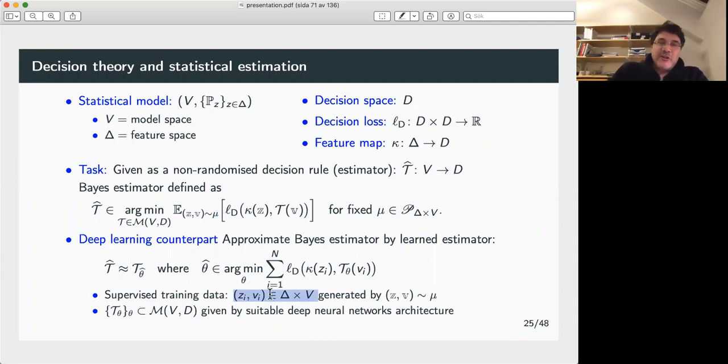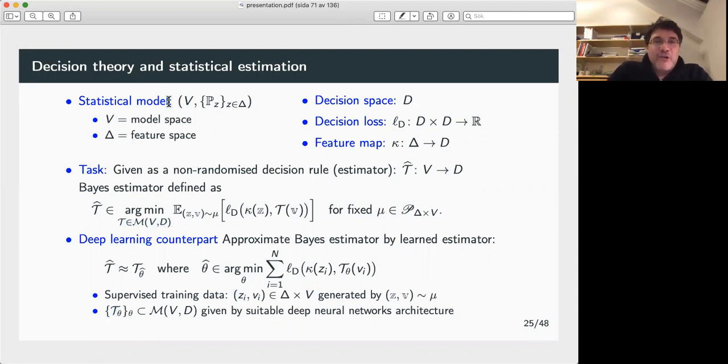And then we can replace this expectation by the empirical counterpart. And then we replace all possible measurable mappings with this parameterized family, okay? So this is exactly the same way we handled reconstruction. There's no difference, conceptually no difference. It's just that we have an abstract task now.